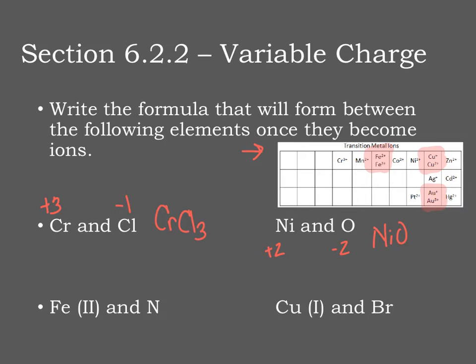Here's some examples. Iron, you can see, has different charge options. But notice this Roman numeral here, and this is a little bit of a preview for naming. The Roman numeral tells you the charge of the transition metal. So this is iron with a +2 charge. Then nitrogen's in group 5, so that's going to be a -3. So that means we're going to need 3 irons and 2 nitrogen ions. Copper(I) means we've got copper with a +1 charge. Bromine is in group 7, so it's -1. So we're going to need 1 copper and 1 bromine ion.